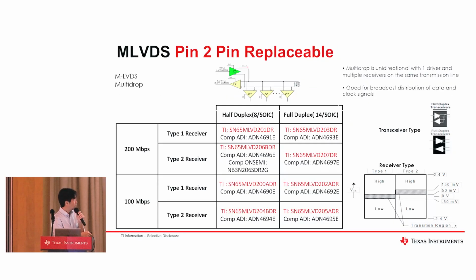You can also find the selection guide inside the seminar material here. We do have automotive options, and also some additional features here like fail-safe and high ESD, integrated termination, or Type 1 receiver mode.